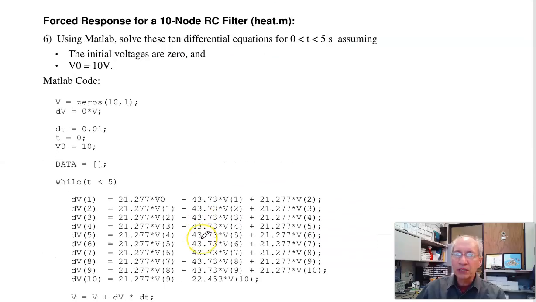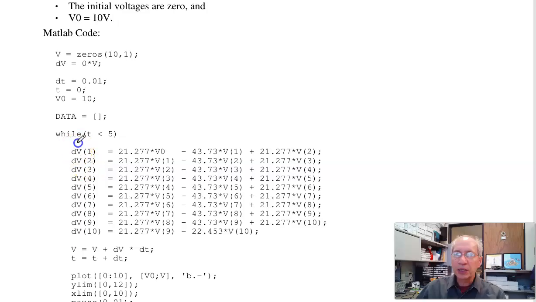So the net result is this circuit is described by 10 coupled first-order differential equations. That's also known as the heat equation. The heat equation, our coupled first-order differential equations, is how heat behaves. It's also how RC filters behave.